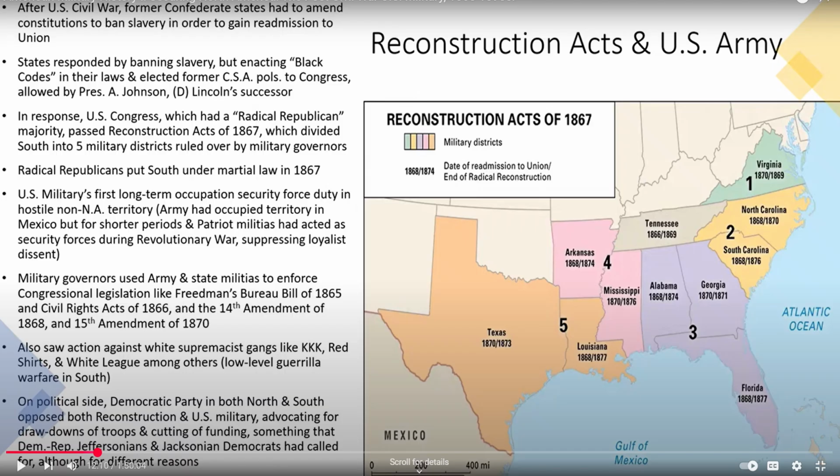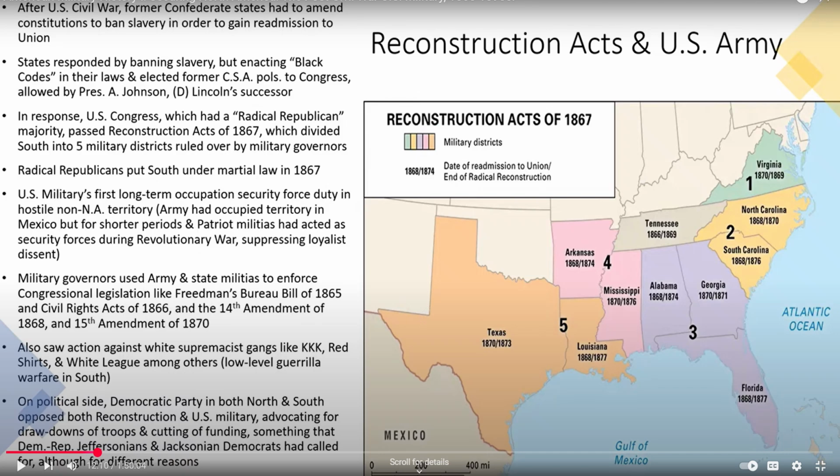I mentioned these gangs before. And really, there's low-level guerrilla warfare in large parts of the South. In many ways, the Civil War does not fully end in 1865. It goes on as a guerrilla warfare or insurgency, counterinsurgency conflict into the 1870s.